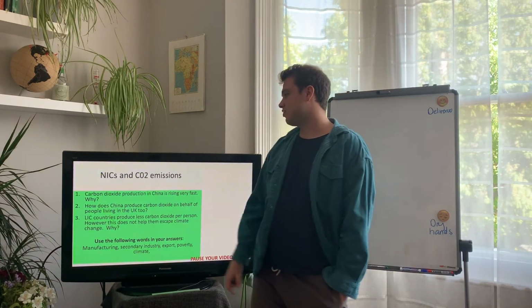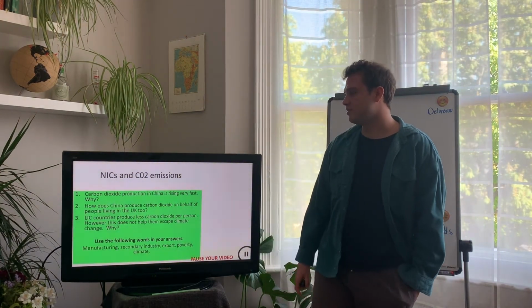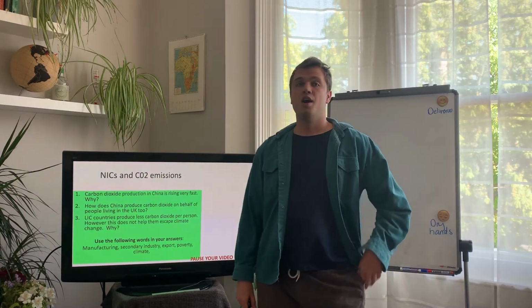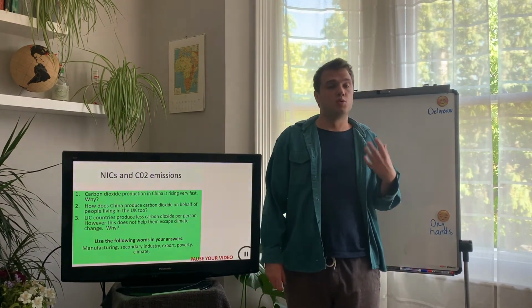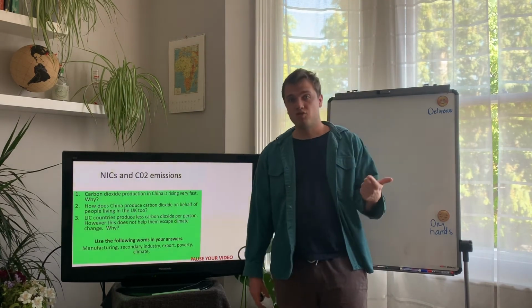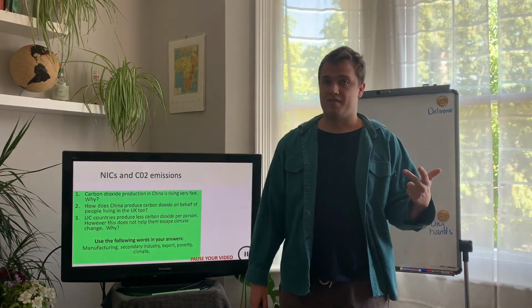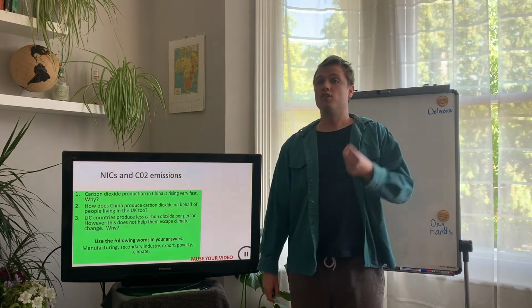And LIC countries produce less carbon dioxide per person. However, this does not help them escape climate change. Why? Because LIC countries are in such poverty, it means their governments aren't able to support them if they have crop failure, if they have drought, if they have more flooding events. So they're not going to escape it just because they're not causing it.